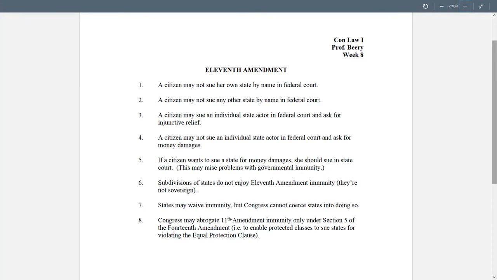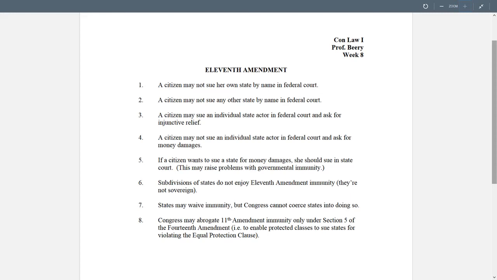You may not sue another state in federal court by name. You may not sue your own state by name in federal court. You can sue an individual state actor in federal court and ask for injunctive relief. You can't ask for money damages if you're going after an individual state actor in their official capacity. Now, numbers 6 and 8 here are important.